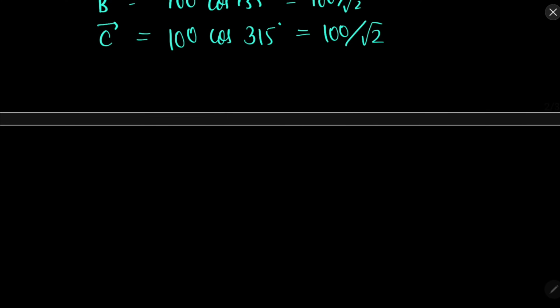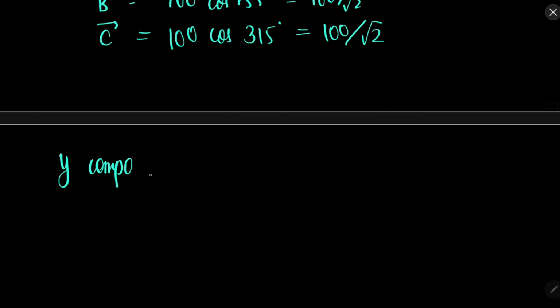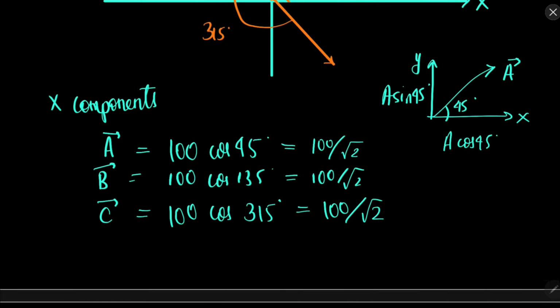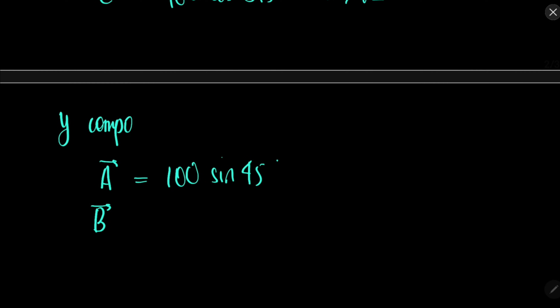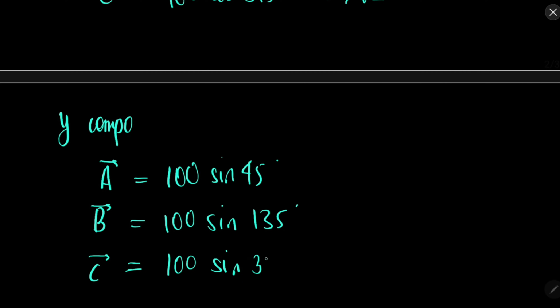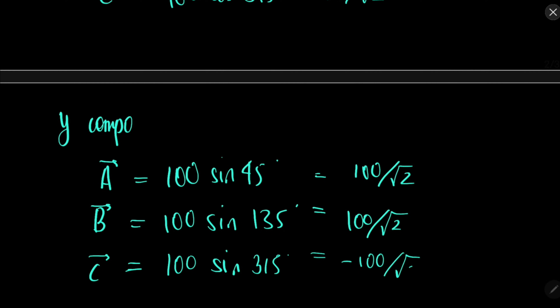Similarly, let's try to find the y components. The y component for vector A will be equal to 100 sin 45 degrees. Again look here, the y component for A is 100 sin 45, for the B vector 100 sin 135, for the C vector 100 sin 315 degrees. So they will give us 100 by root 2, 100 by root 2 and minus 100 by root 2. These are the values of the different angles.